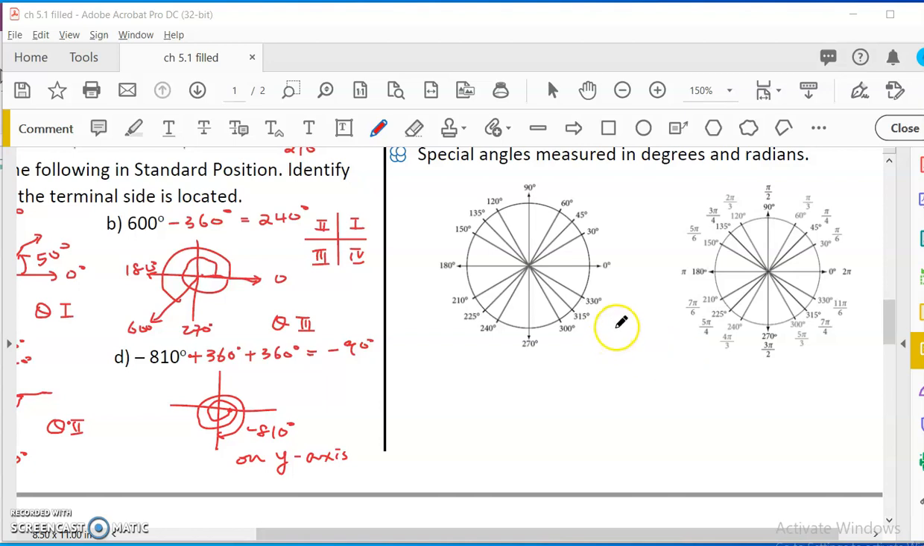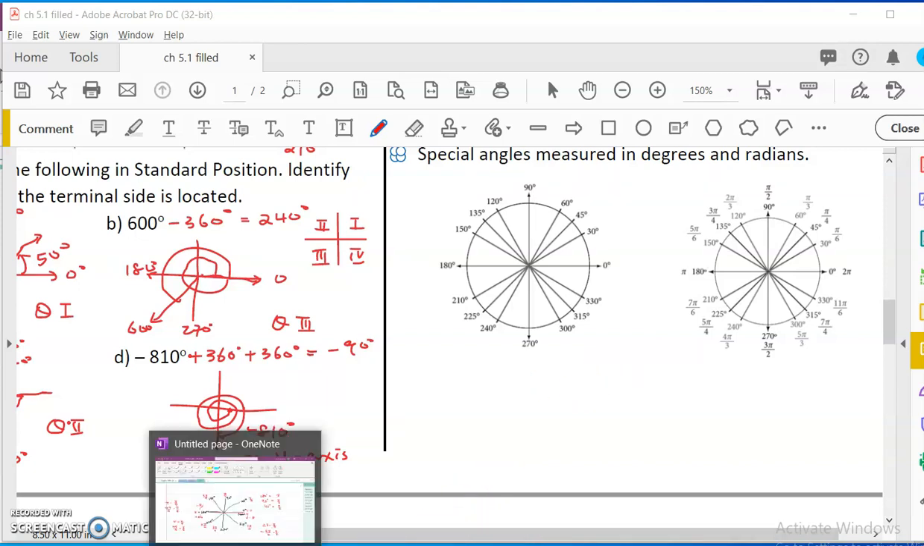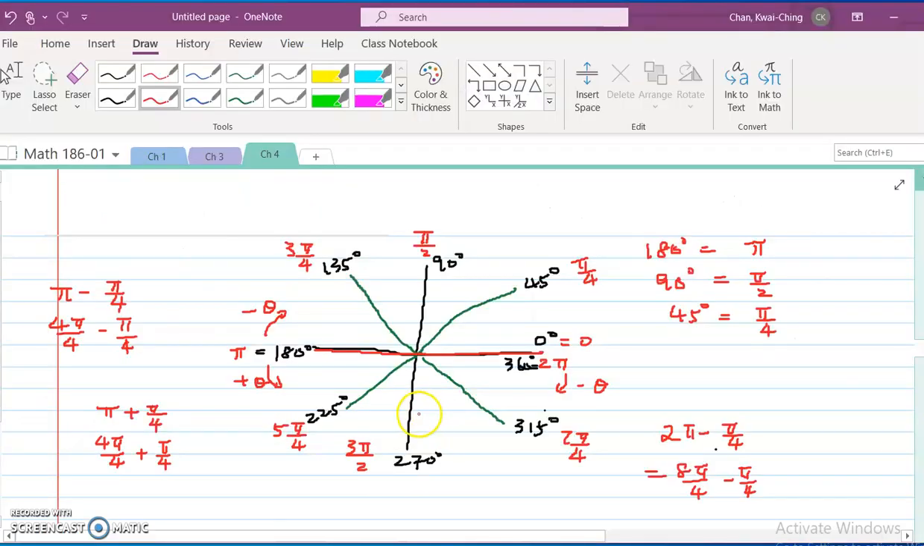Hi, Precalculus student. This video is for chapter 5.1, angles, and we are looking at how to represent special angles in degree and radian. And I want to continue with the discussion on how to label more angles, know the position of angles in the coordinate plane from 0 to 360.